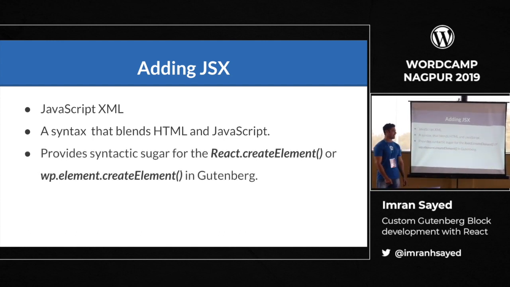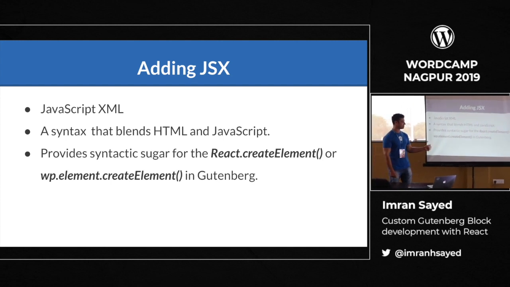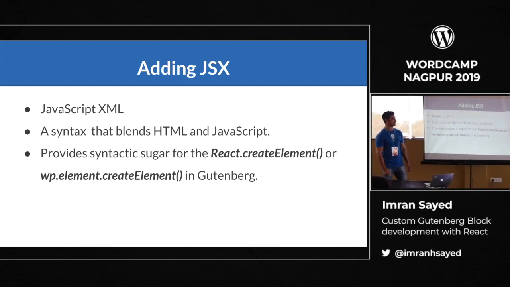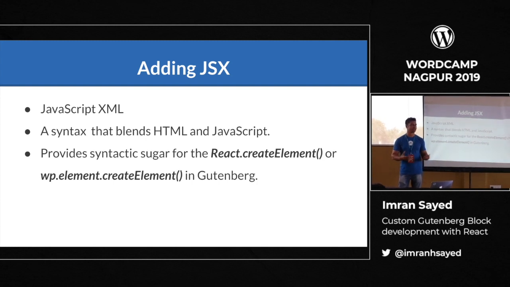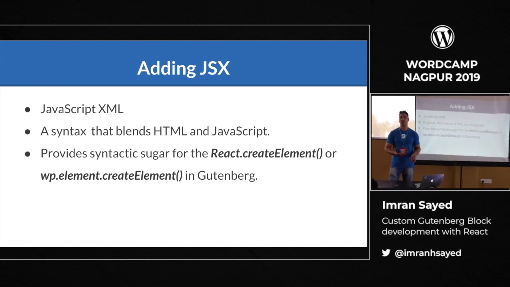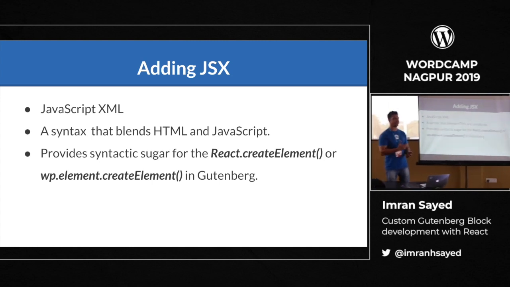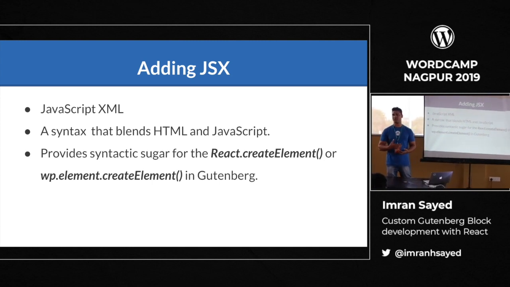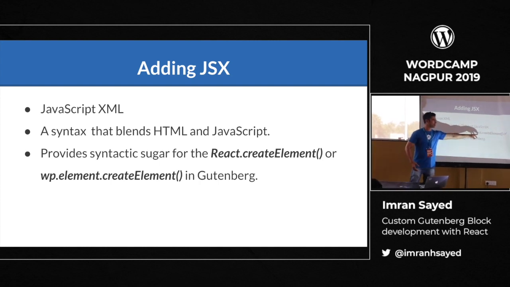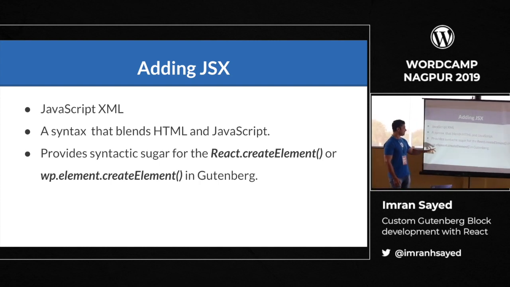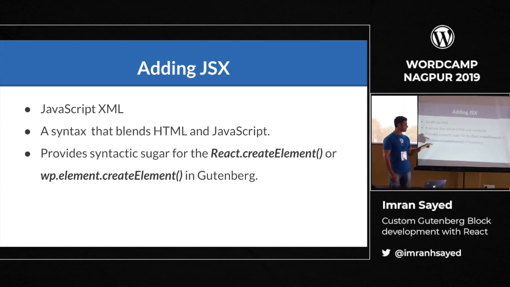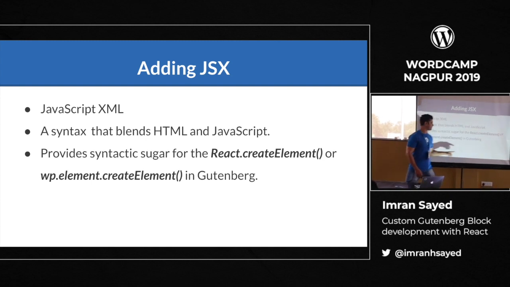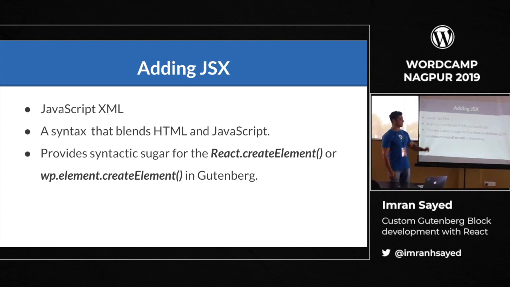It provides the syntactic sugar for React.createElement, or wp.element.createElement in Gutenberg. If you work with React, you would know that React.createElement actually creates an element. It is similar to document.createElement in JavaScript. If you work with native JavaScript, to create an element you do document.createElement. Similarly, in React, you do React.createElement. Now WordPress has abstracted React and created a wp object. So in Gutenberg, it's wp.element.createElement.